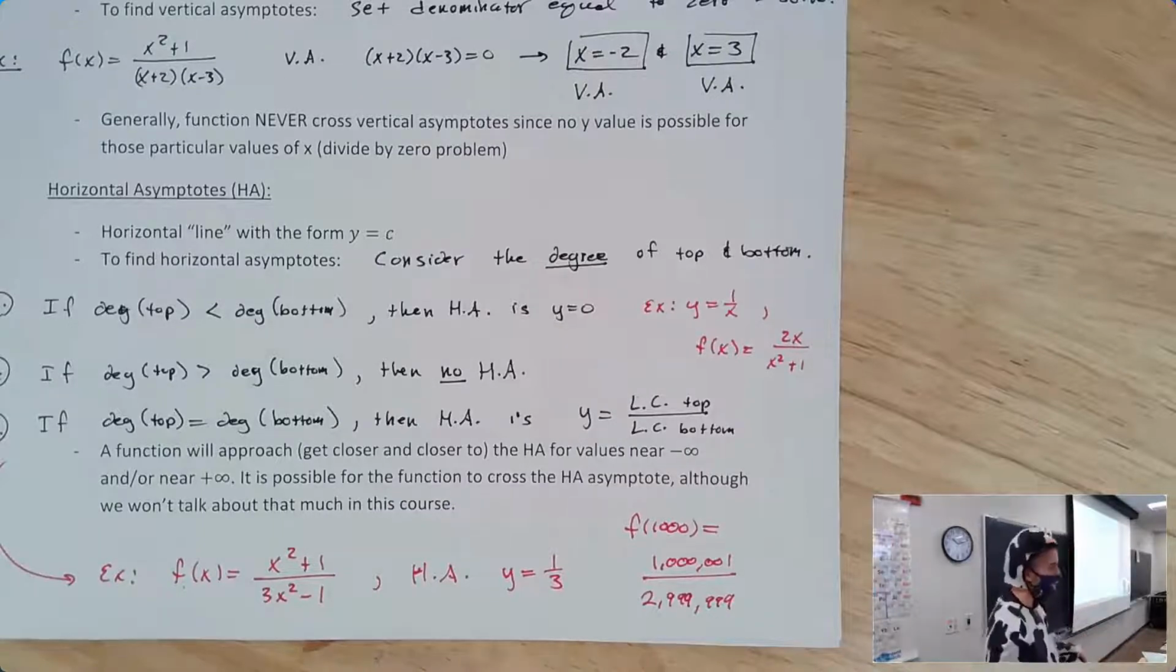That's the whole idea. For a horizontal asymptote, as the x values get big or negatively big, the y values get close to some number. In this case, y equals 1/3.